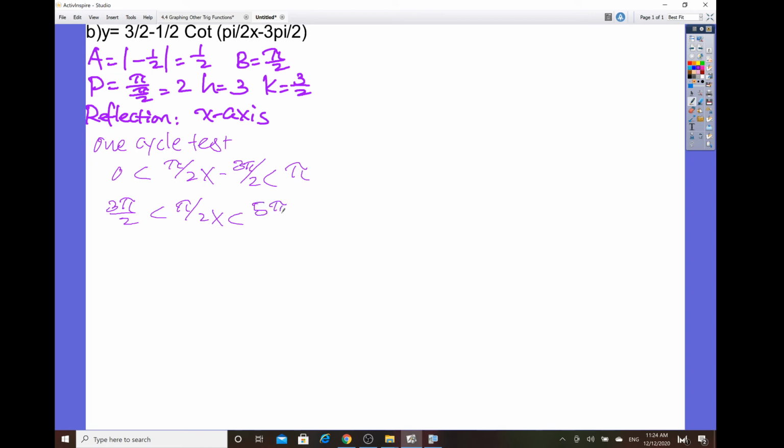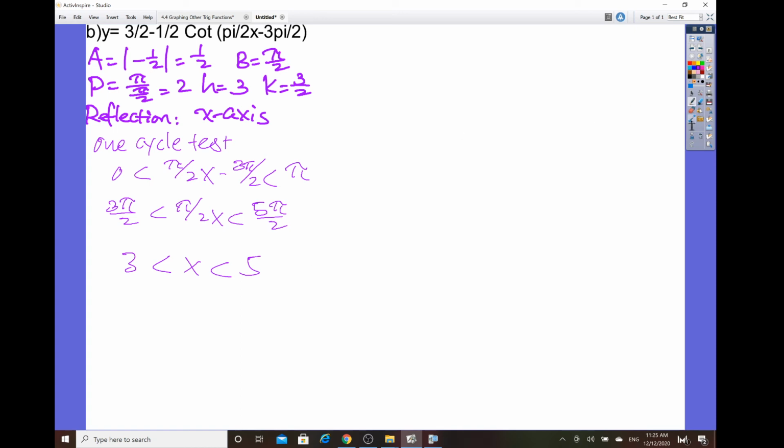Excuse me. Because that's 2 pi over 2 plus 3 pi over 2, 5 pi over 2. And then divided by pi over 2, or in other words, multiply by 2 over pi. So we got 3 is less than x, which is less than 5, because that pi over 2 got canceled.